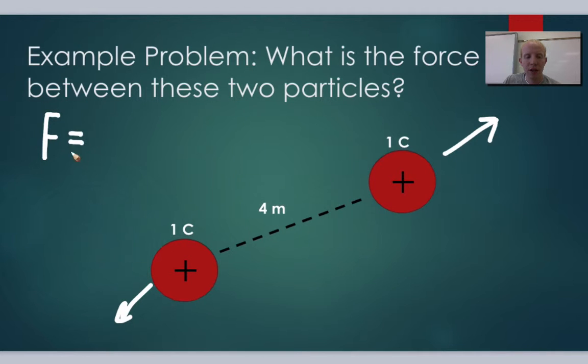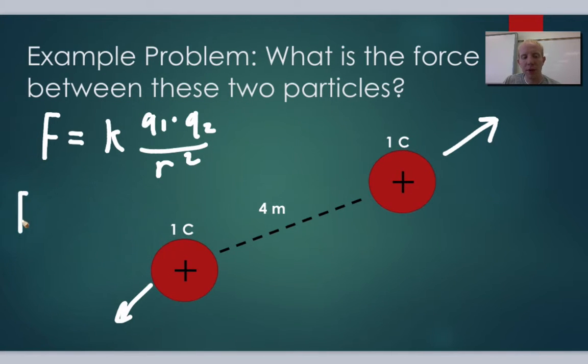So F equals K times Q1 times Q2 over R squared. This is Q1, that's Q2. It doesn't matter which one's which, because they can switch spots. But let's say this is Q1, this is Q2.